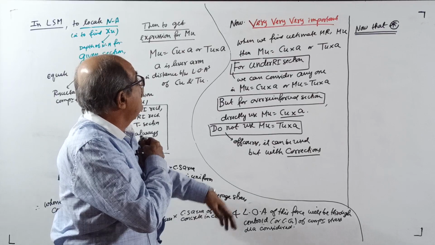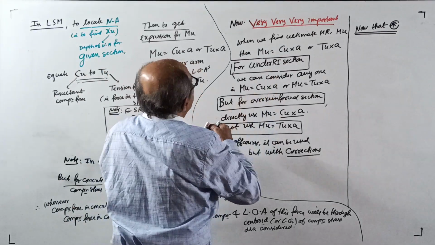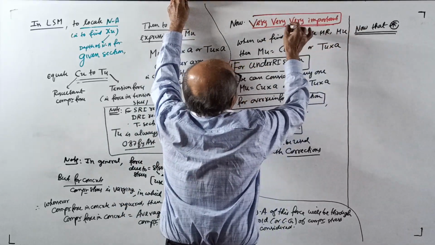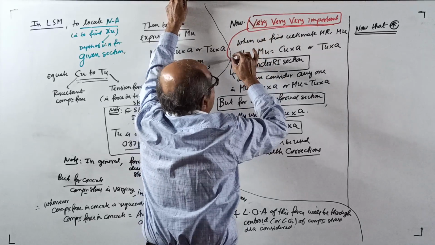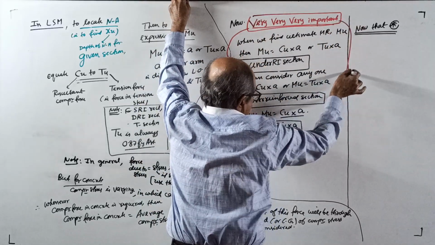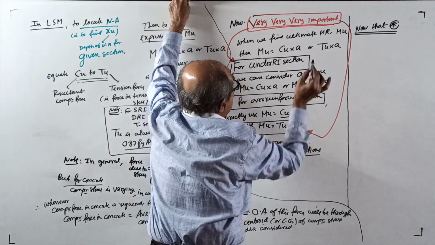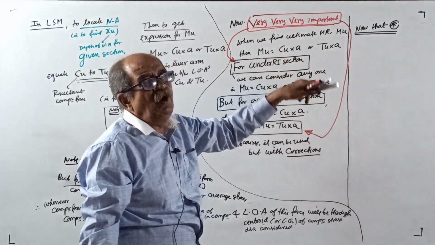Now, very, very important. See, actually, very, very important comes here. You can do one thing. That very, very important is not there. It is here. Here and here. Now, very, very important is the MU equals CU into A or TU into A.